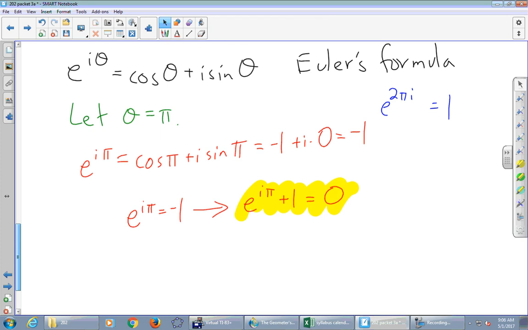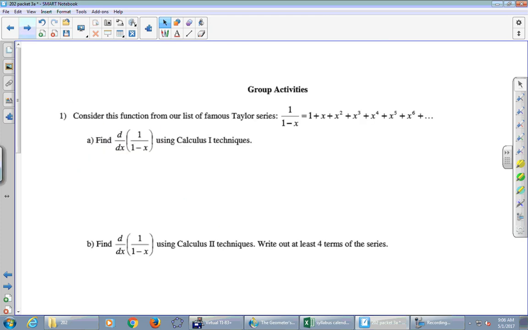Okay, so the activity starts on the next page. Let's see how far we can get.